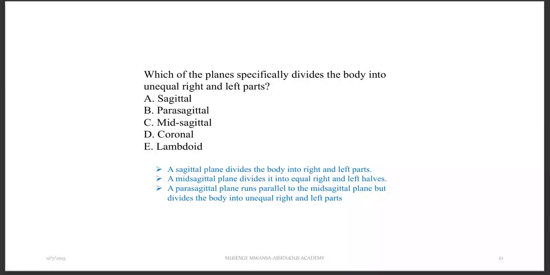Which of the following planes specifically divide the body into unequal right and left parts? Unequal right and left parts. A, sagittal. B, parasagittal. C, mid-sagittal. D, coronal. E, lambdoid. What are we going to pick? Evelyn says B. Anyone else? Okay, Namatai also says B. Anyone else? Okay, so far what has been mentioned is correct. You guys, you are geniuses.